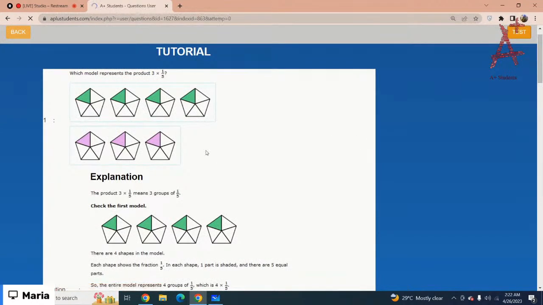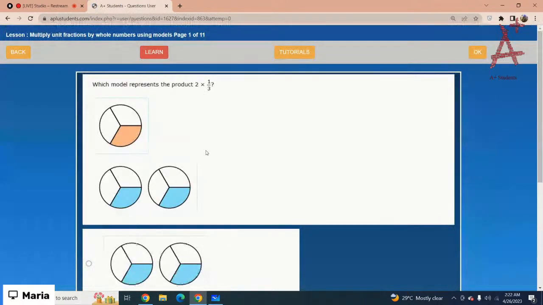Let's just start with the test questions. Okay. Which model represents 2 times 1 over 3? Which is the correct option? Option 1 or option 2? Let's just look at the first one. You have just one portion colored out of 3, and you have only one circle, so it just represents 1 out of 3. Got it?